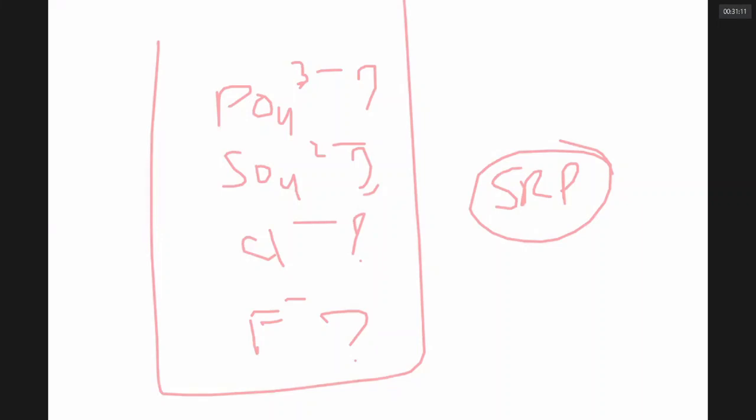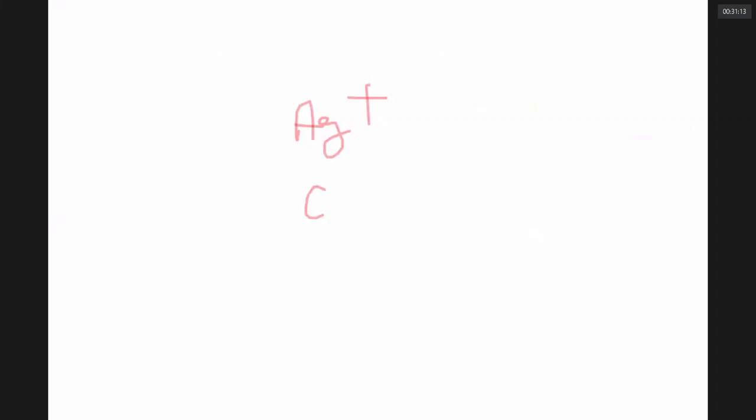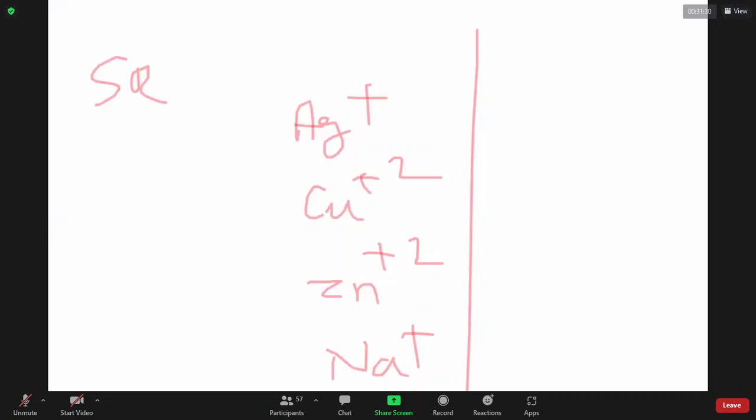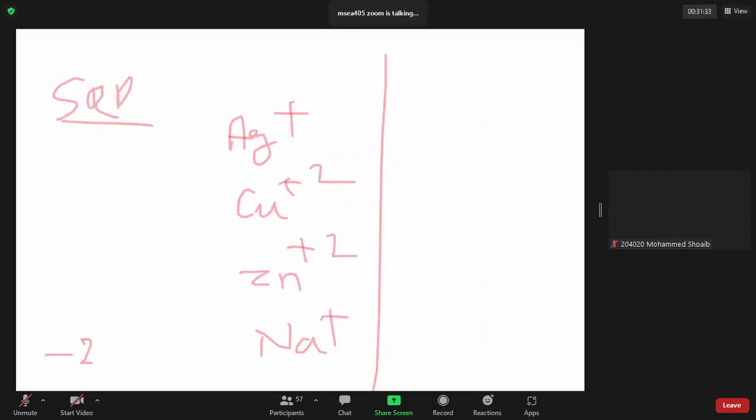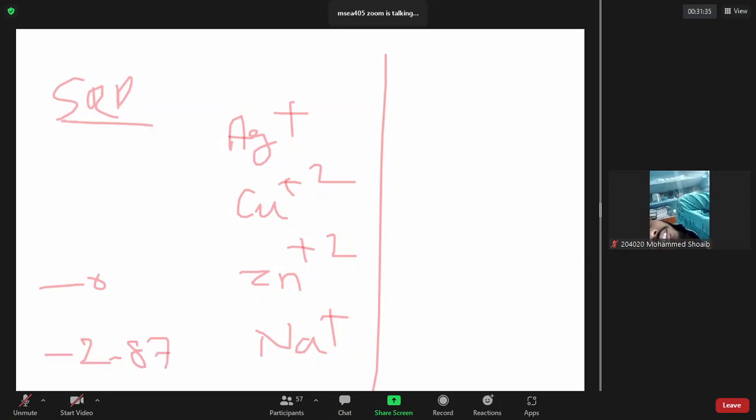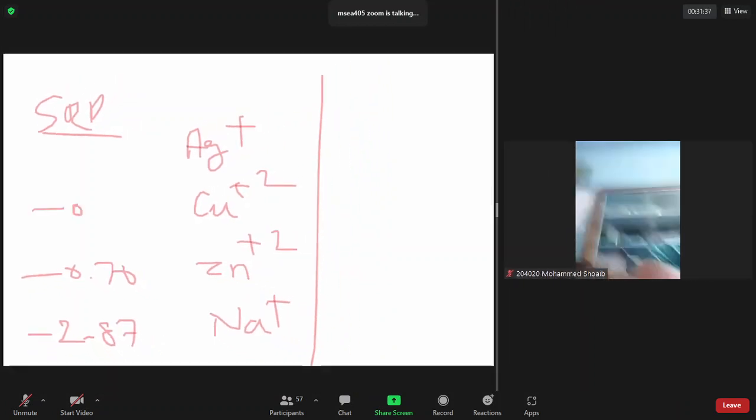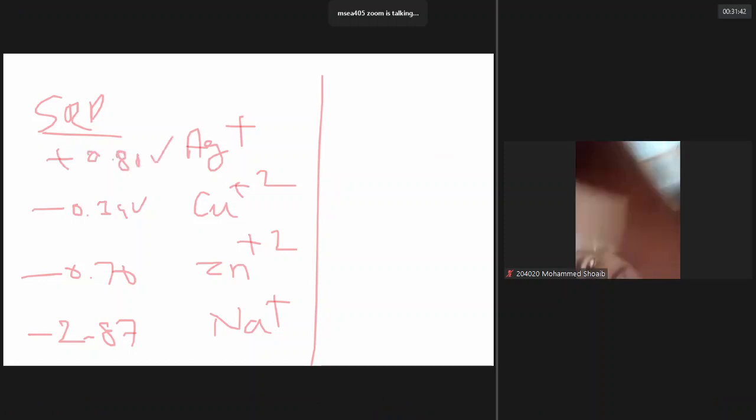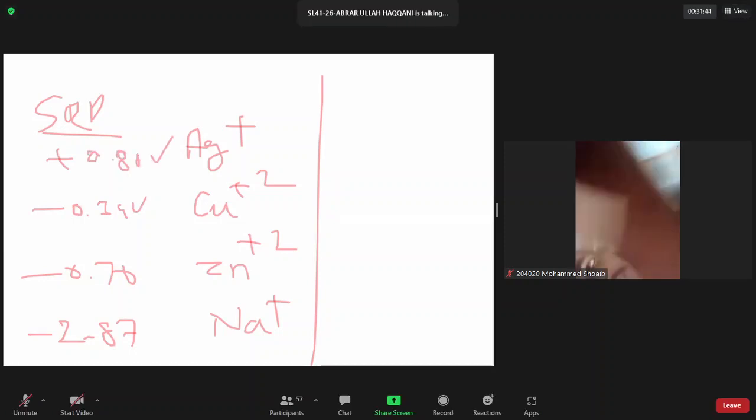I have silver ions, copper plus 2 ions, Zn plus 2 ions, and Na plus ions. When I am passing current, who will gain the electrons first in this case? Let us see the SRP values. For Na plus it is minus 2.87, for zinc minus 0.76, for copper 0.34, for silver 0.8. So silver will gain first.